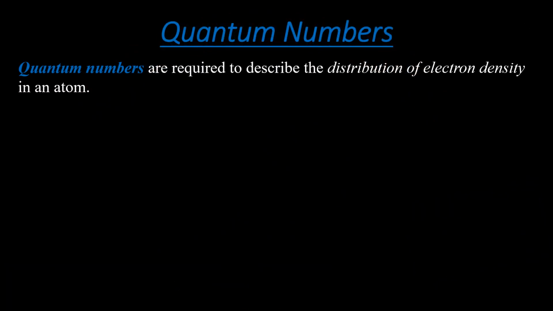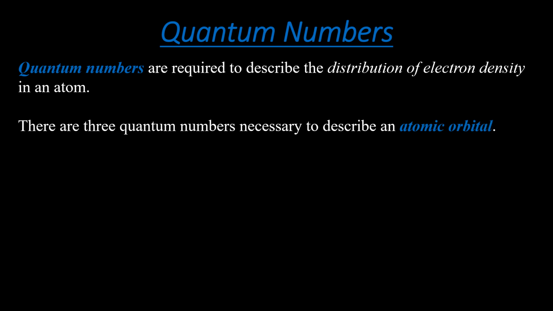Coming to the quantum numbers. Quantum numbers are required to describe the distribution of an electron density in an atom. That means finding out where the electron will be around the nucleus inside the atom, using the quantum numbers. How many quantum numbers are there? There are 3 quantum numbers necessary to describe an atomic orbital.